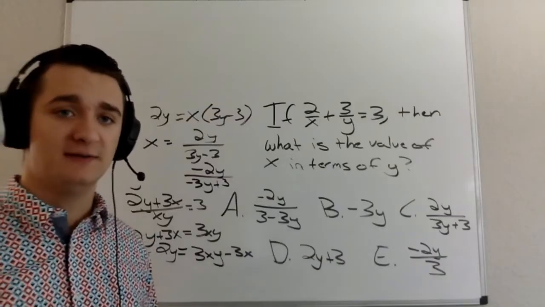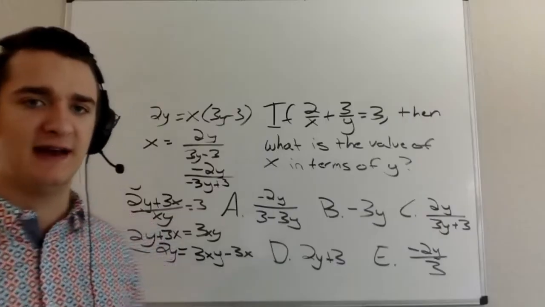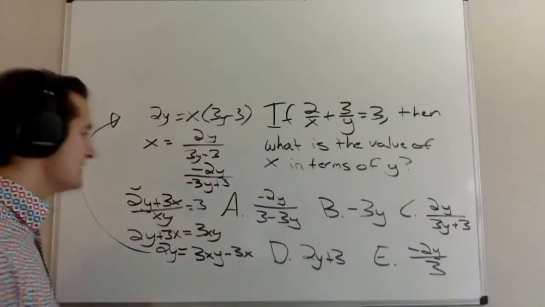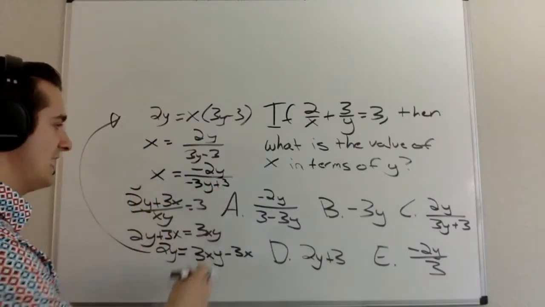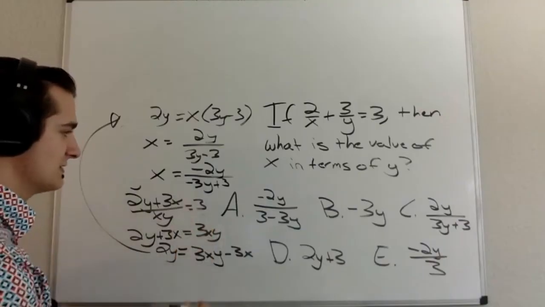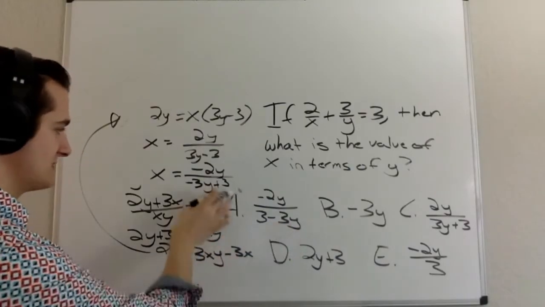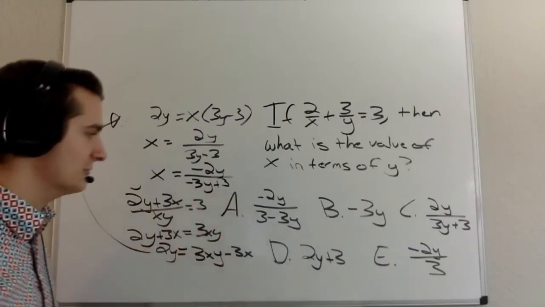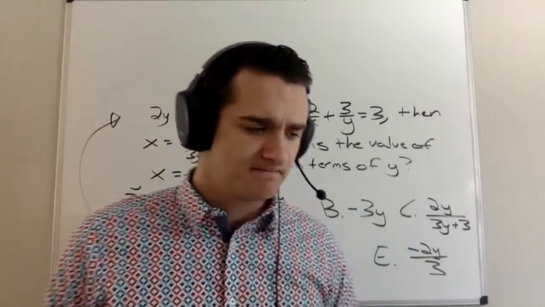1 over negative 1 is also negative 1. So it doesn't matter whether the negative's in the numerator or in the denominator. And what happens is this: x is now equal to negative 2y over negative 3y plus 3. Of course, that's the same as answer choice A. Answer choice A just flips the place of 3 and 3y in the denominator. And so A is the correct answer here.